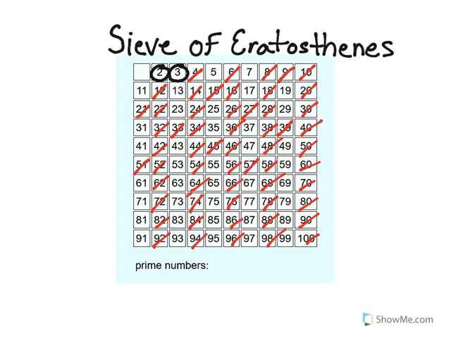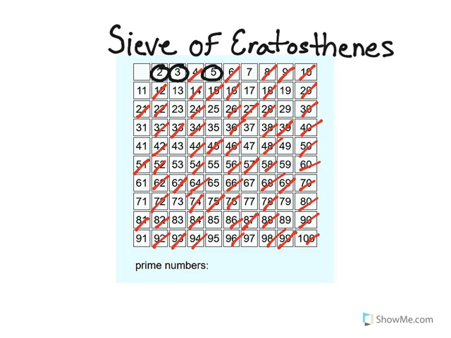54 has been crossed out, 57, 60 has been crossed out, 63, 66 has been crossed out, so we got 69, 72 is crossed out, 75 isn't, 78 is crossed out, but 81 isn't, 84 is crossed out, but 87 isn't, 90 is crossed out, but 93 isn't, 96 is crossed out, 99 isn't, okay?